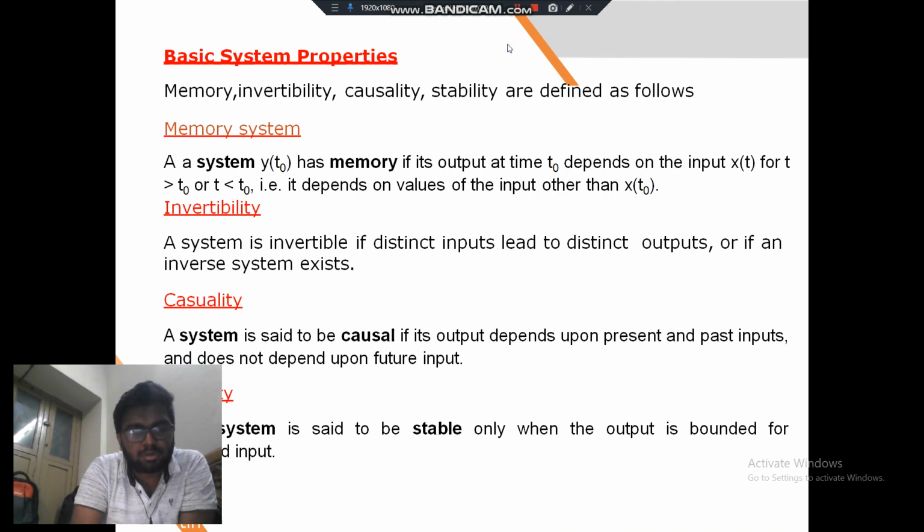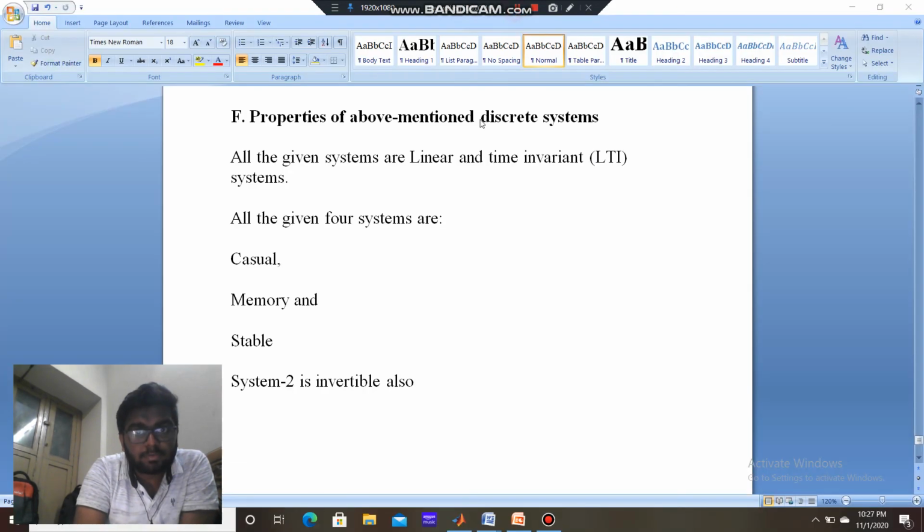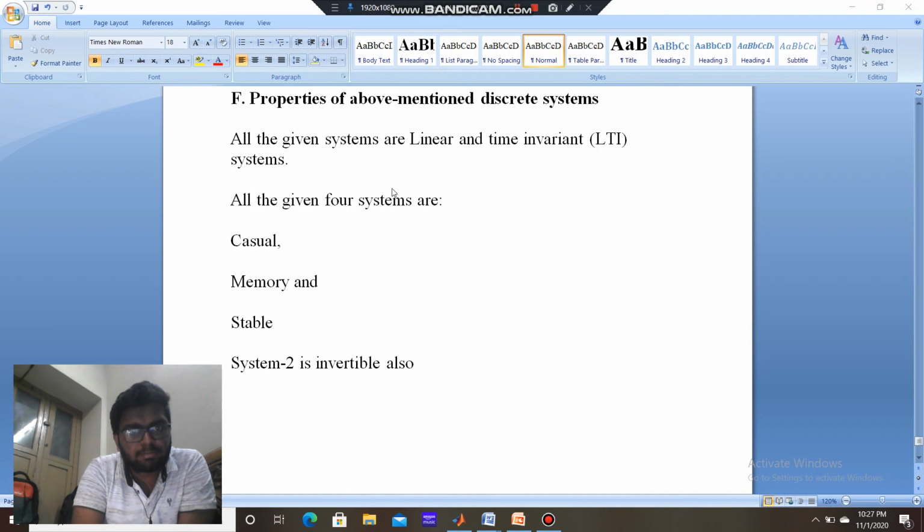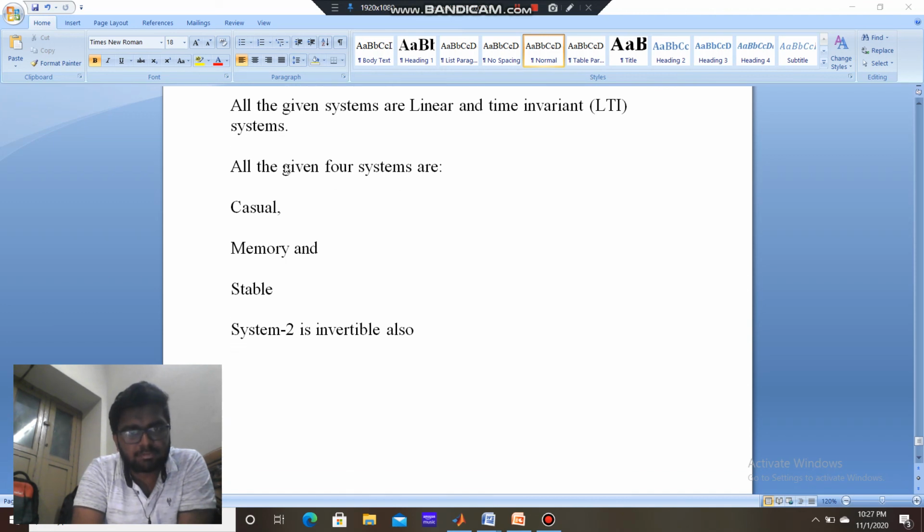And now coming to our given systems, we are going to classify them based on these properties. Here all the given systems are linear and time invariant systems, as the problem statement itself gave us discrete linear time invariant systems. By verifying all these systems, we can see that all four systems are causal, memory and stable systems. We can also see that system 2, which is a moving average system, is also invertible.